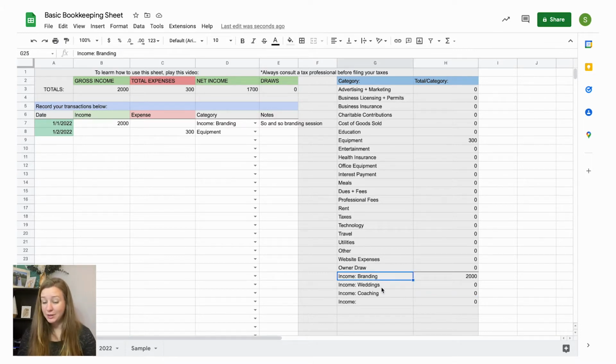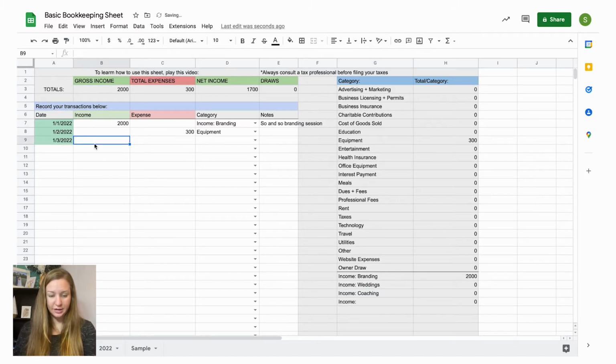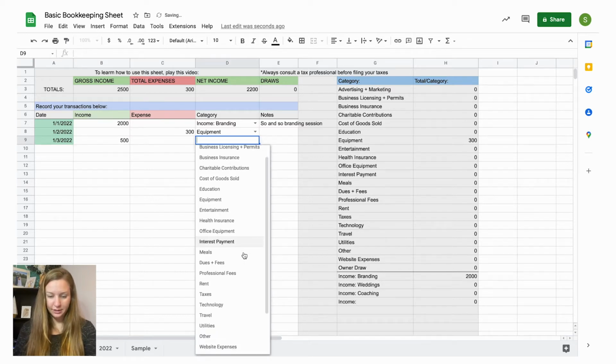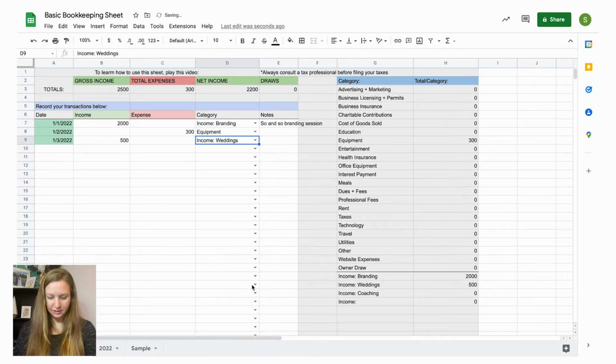So again, you can come in here and customize these income categories, but that's the only thing I want you editing in this gray part. So I'm going to go ahead and put in some other transactions just for fun, so you can see how this thing is working. So here's, let's say this was a wedding deposit for so-and-so's wedding.